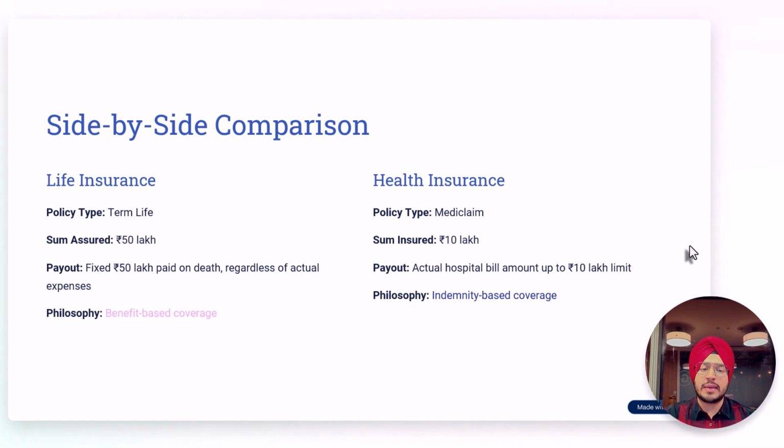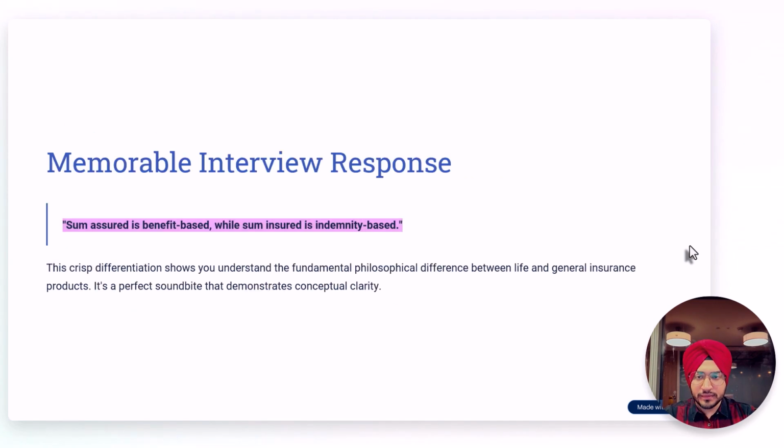Health insurance: policy type is Mediclaim. Sum insured is 10 lakh rupees. And if, suppose, the hospital bill is 4 lakh rupees, we'll get the 4 lakh rupees from the insurance company. So to conclude, sum assured is benefit based while sum insured is indemnity based.